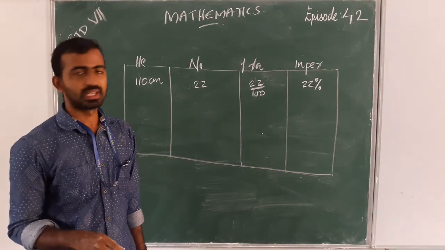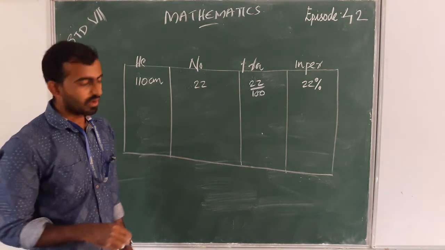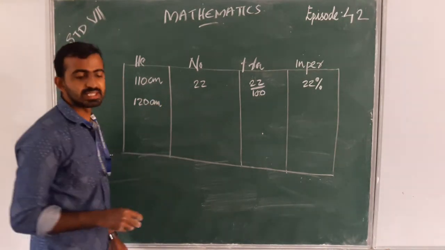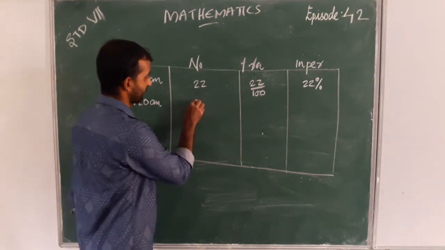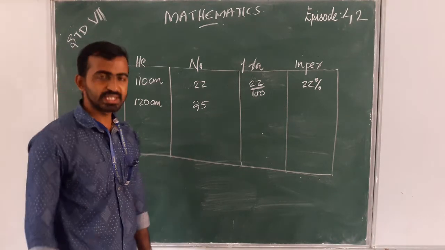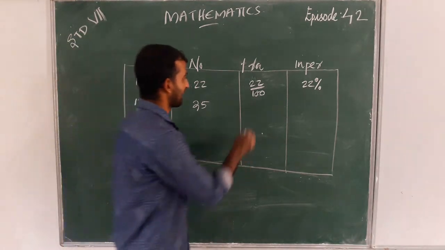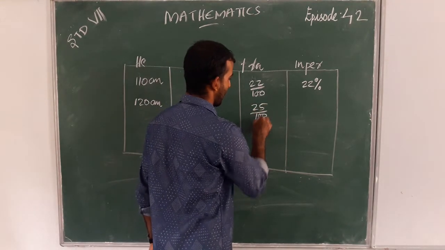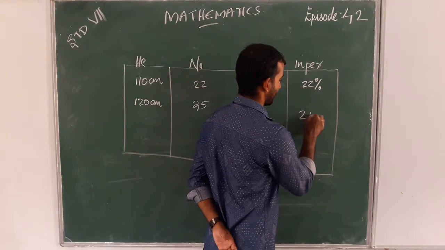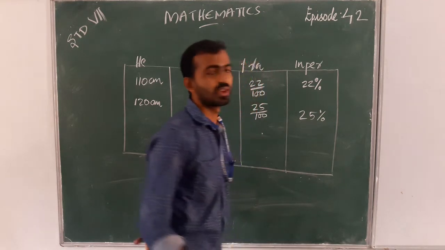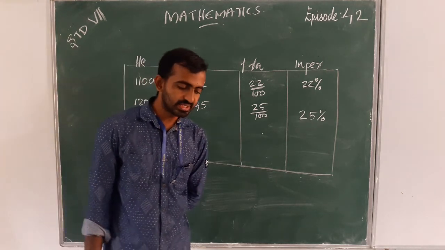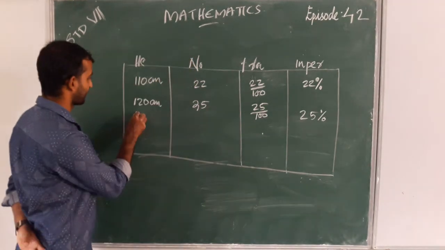Yes. And next is 120 centimeter. The number of children is 25, or the number of students is 25. We can write the fraction as 25 by 100, which is 25%. And next is 128 centimeter.